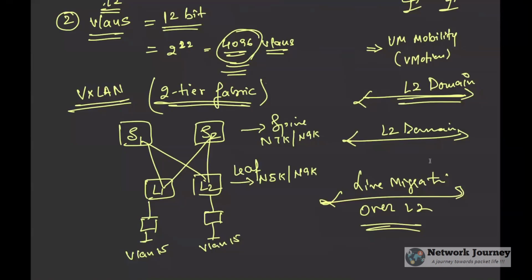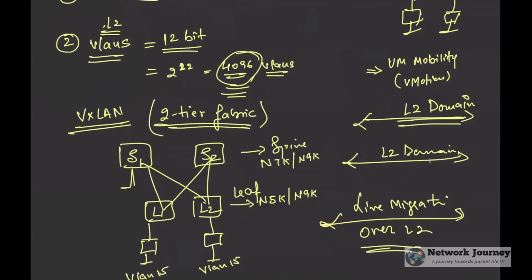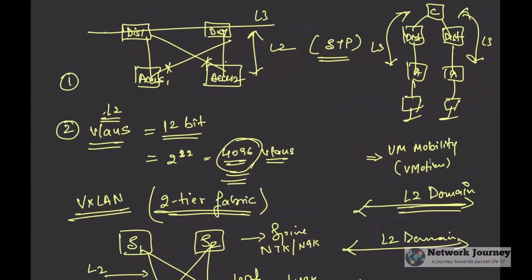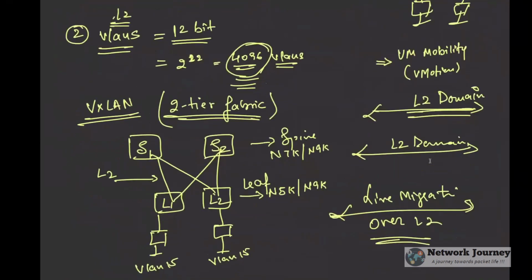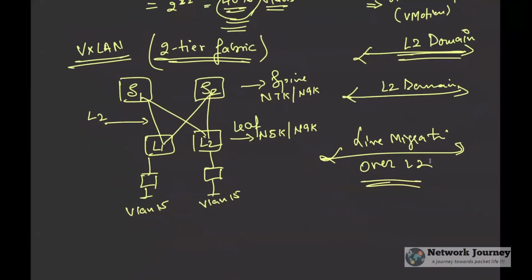Now what is going to happen here is, if the links between spine and leaves are L2, then everything is good. But if these links are L2, then you know what problem we are having. We are having a problem of STP, right? We are also having a problem of a large broadcast domain, because if everything is in one broadcast domain and you do any broadcast, it goes to all the devices in that broadcast domain. So that is also an issue.